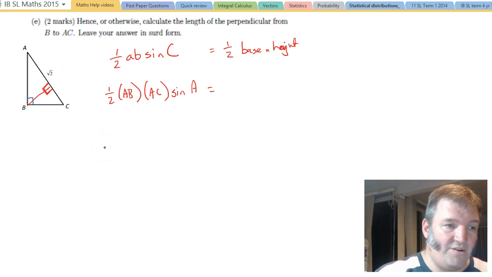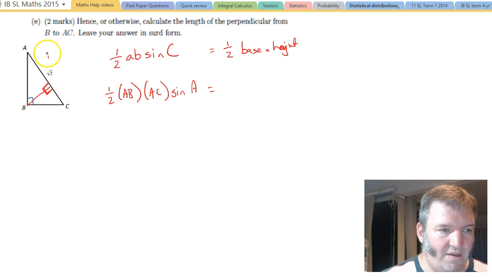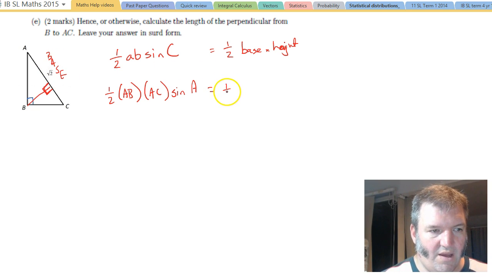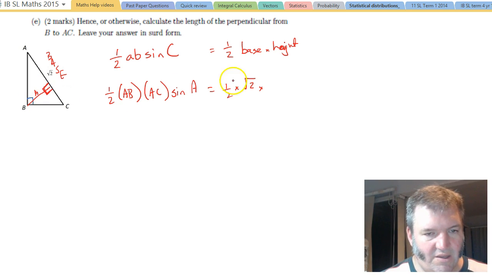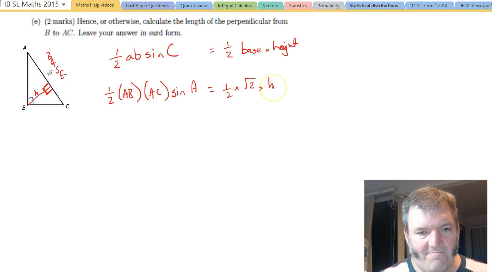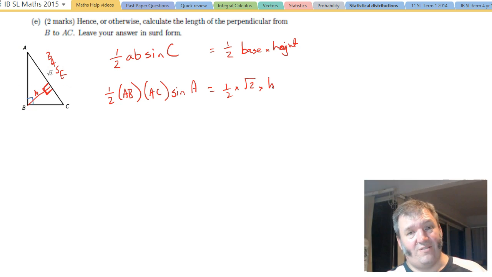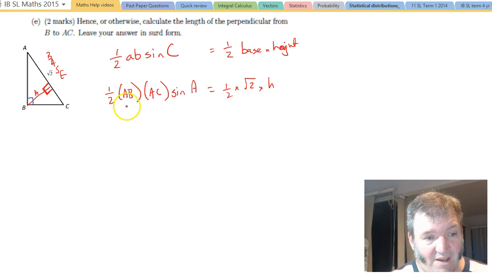So if I imagine the base is actually that side there, and that'll be a half by root 2 multiplied by that distance that we want. Let's just call that height h. Let's make that the thing we want. That might actually work. Because I've got an expression for AB, I've got an expression for AC, I've got an expression for sine A. Yep, I reckon we can make this work.